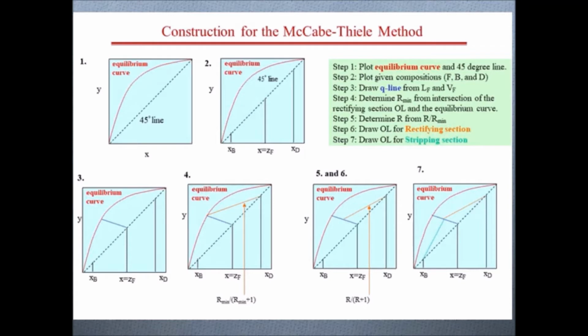Alright, here are the graphical steps to construct the McCabe-Thiele method, which is the same as the previous one that I have explained. Number 1, the equilibrium curve, and then XF, XB, and XD, the Q line, and R minimum, and then ROL and SOL.